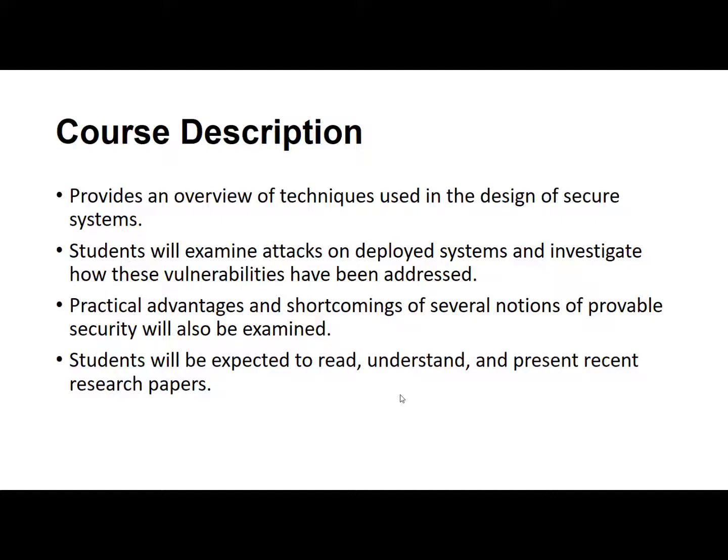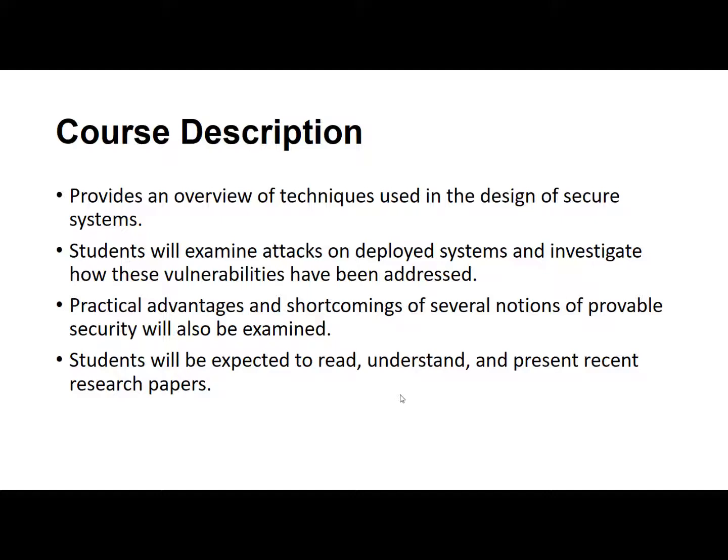That's the first thing. The second thing is, I hope the students can examine the attacks on deployed systems and investigate how these vulnerabilities have been addressed. I will show some real cases, okay? Some cases in the real world. Also, we need to investigate the practical advantages and shortcomings of several notions of provable security. Okay, that's the third thing.